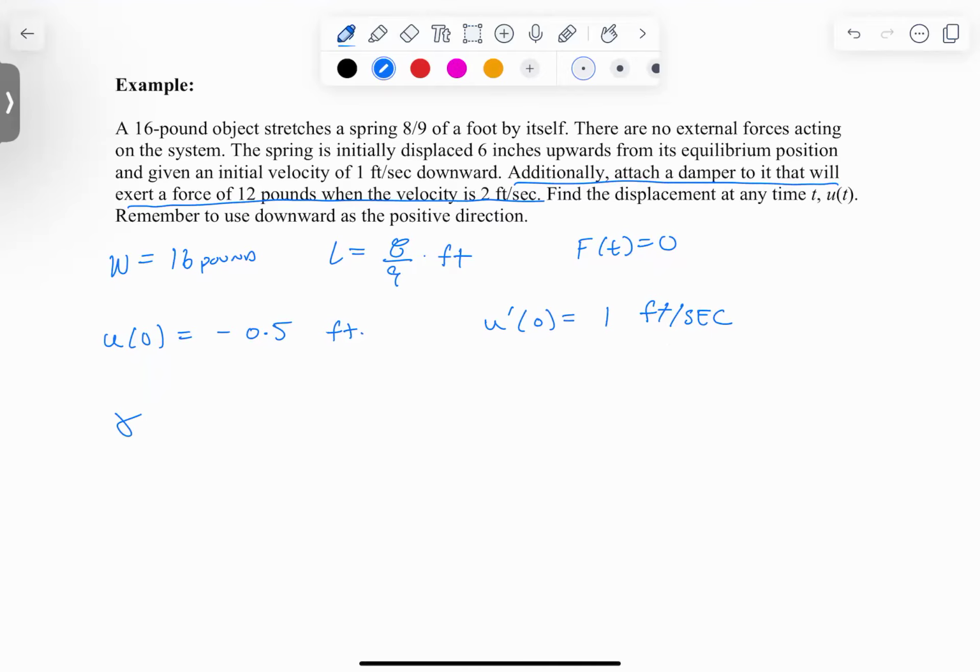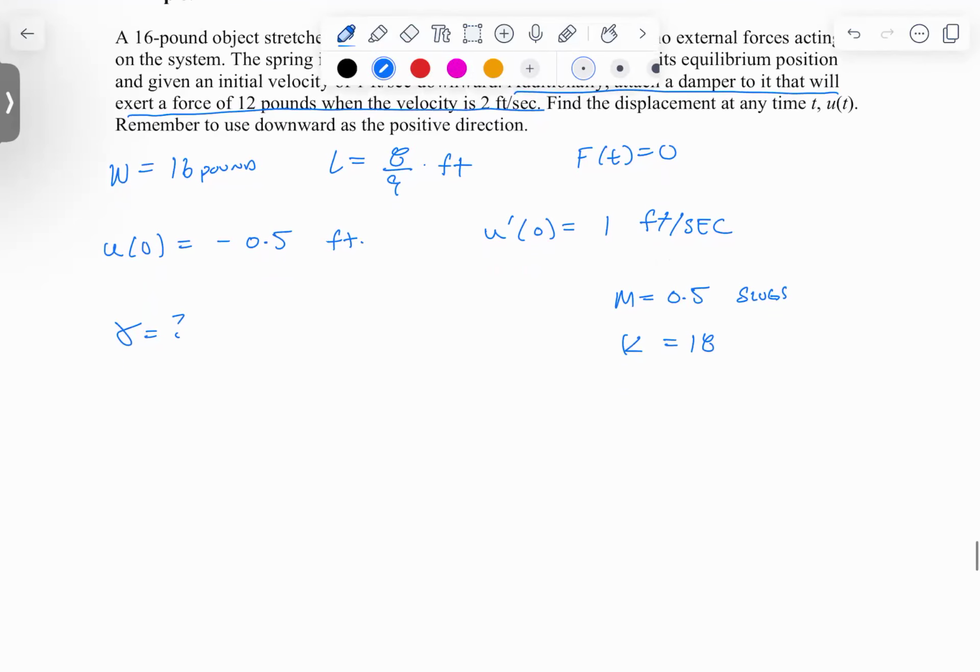So this time, the mass is still the same, 0.5 slugs. K is still the same as well, 18. The only new step is now we need to find our gamma coefficient. So all this info is exactly the same as we had before. And the damping equation.